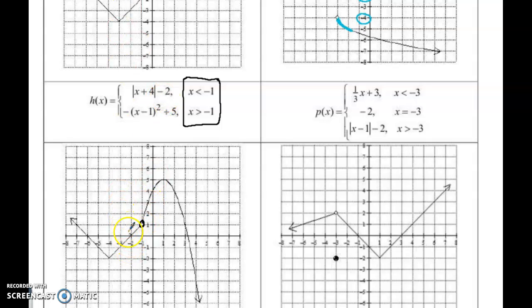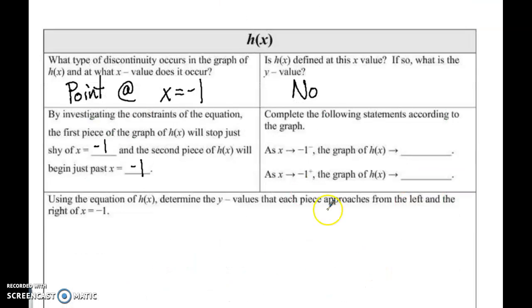Let's look at the graph first. So on the left side, we're getting closer and closer to the y value of 1. And on the right side, we're getting closer and closer to a y value of 1. So they both equal 1, positive 1, on the left and the right side.